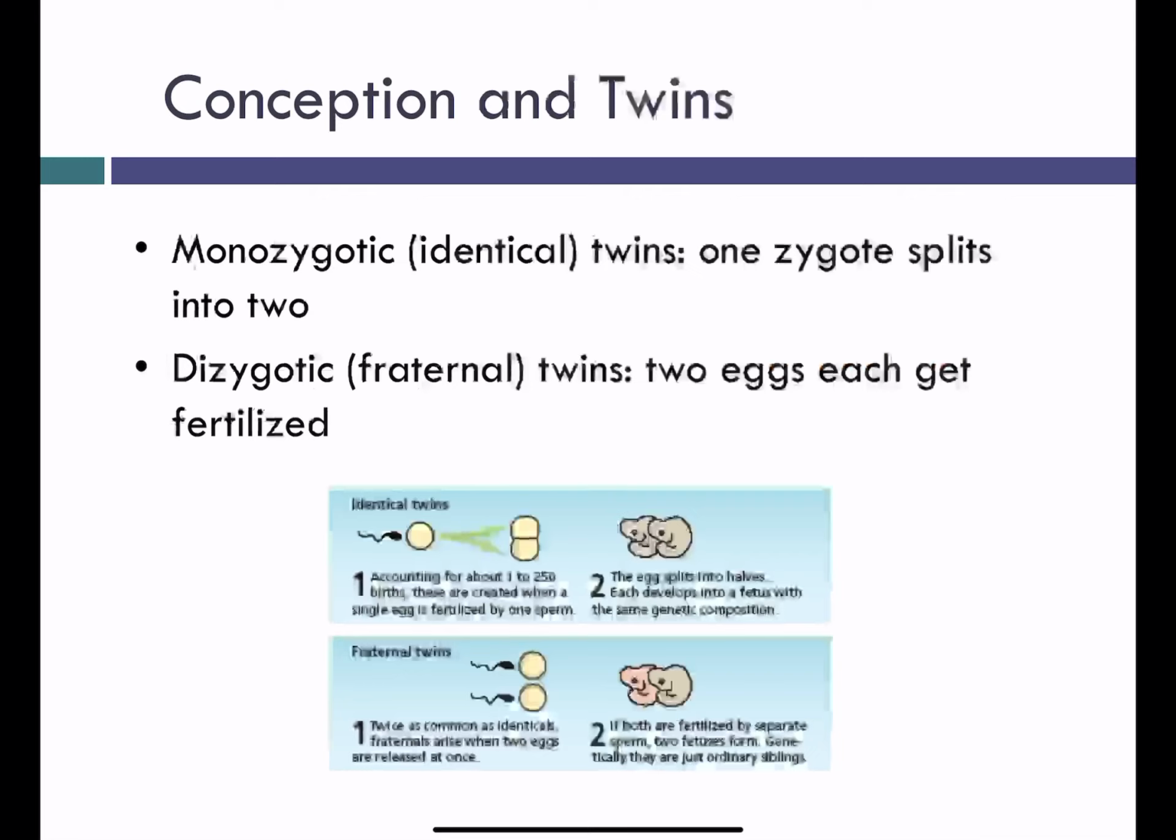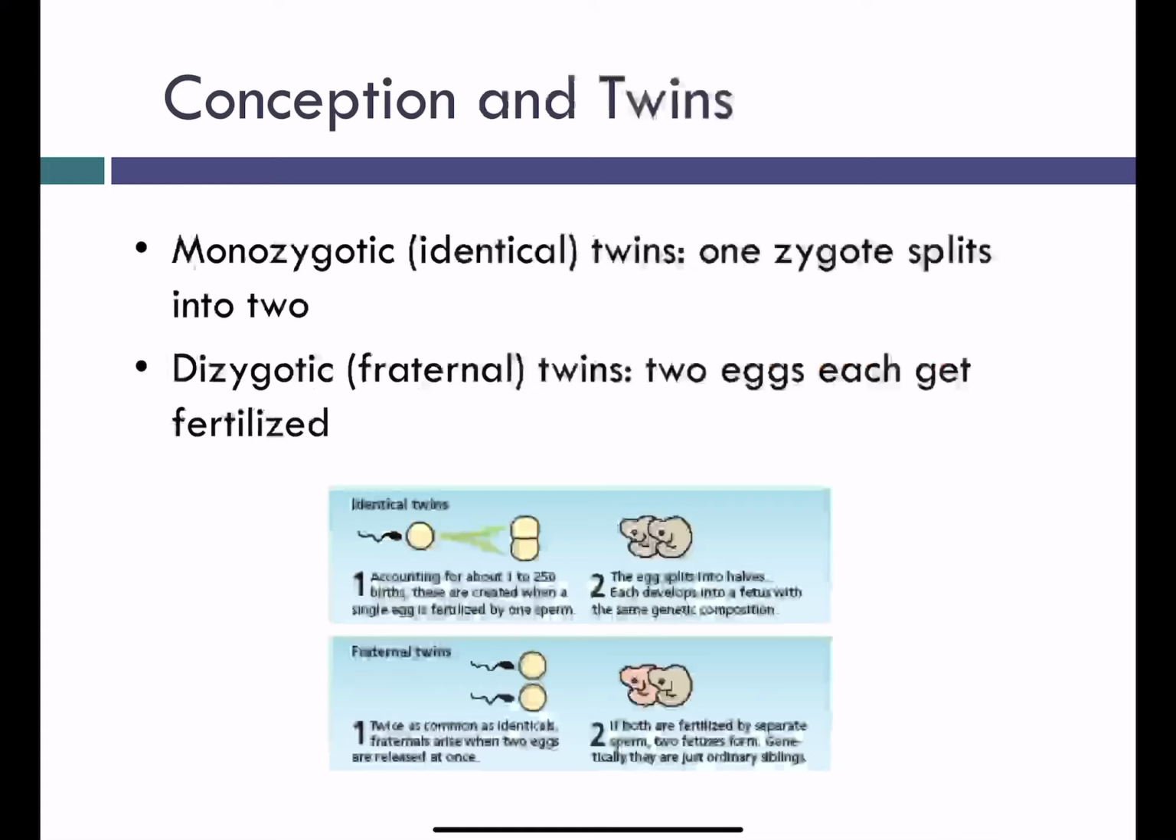A question we often get about this time period is twins. So how do twins come about? So monozygotic twins are identical twins, and here you have one zygote, so one egg, one sperm, that split into 2. So we've got one fertilized egg that splits into 2. Dizygotic or fraternal twins happen when the mom releases 2 eggs and it's fertilized by 2 separate sperm.